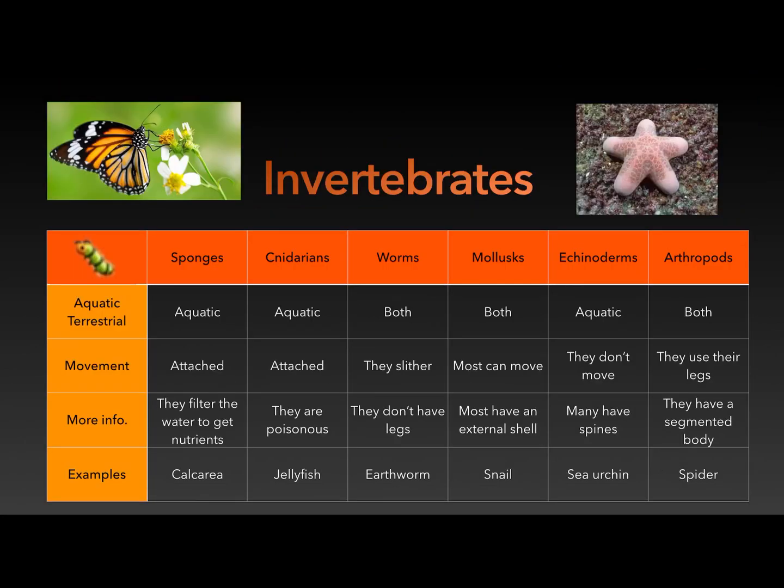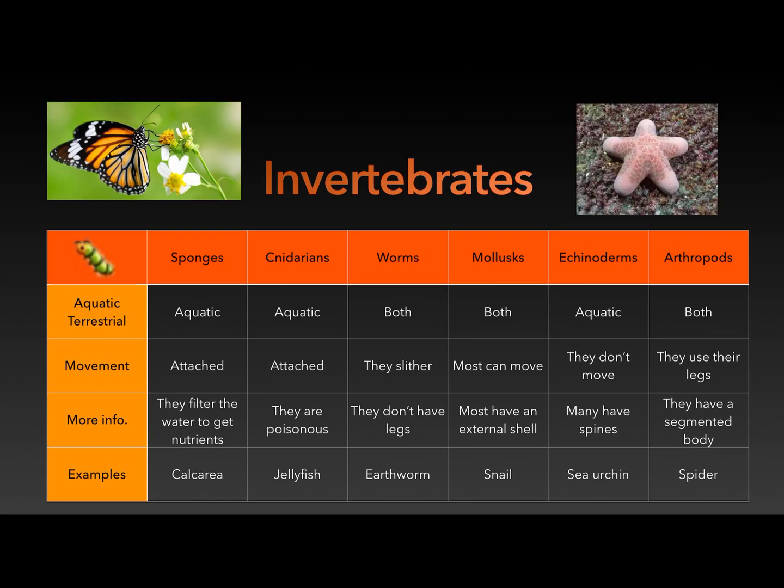Invertebrates. There are 6 types of invertebrates. There are sponges, cnidarians, worms, mollusks, echinoderms, and arthropods. Sponges are aquatic and they are attached. They filter the water to get nutrients, for example, calcarea.